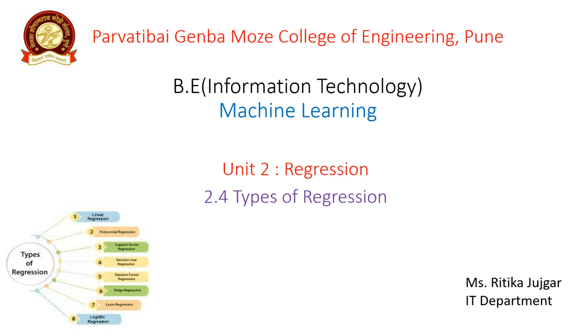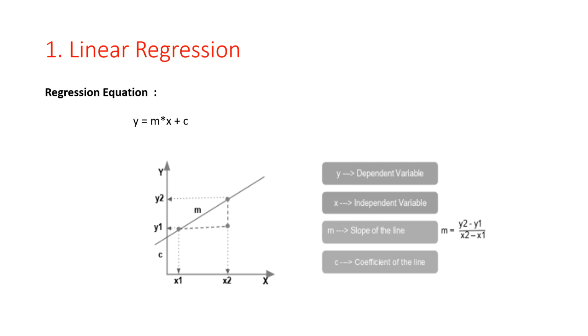In my previous video, we discussed types of regression. There are different types of regression. Yesterday we discussed the first type, linear regression. So what is meant by linear regression? In this lecture we discuss the regression equation. What is the linear regression equation?